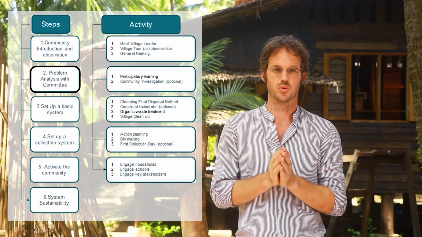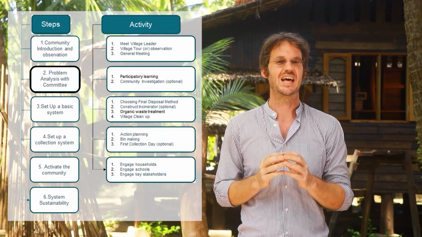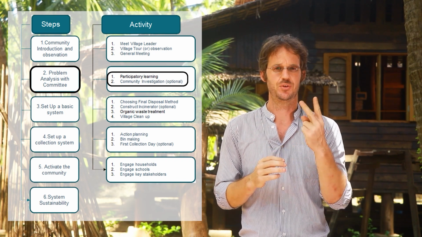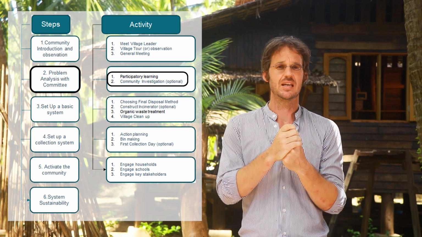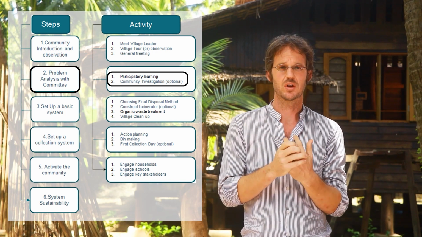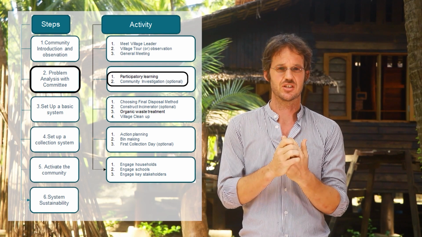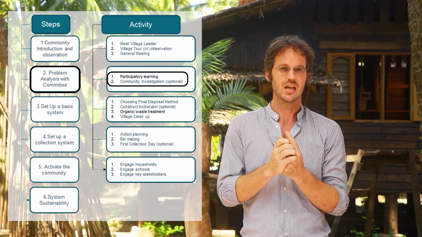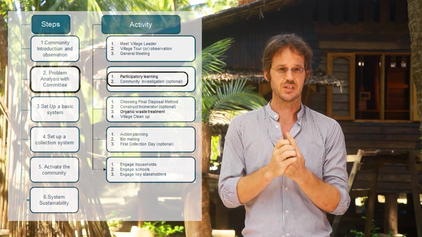Let's move to step 2. We called it problem analysis with a committee. Under this step, you will have two activities. The first one we call participatory learning, while the second one we call community investigation. The community investigation is an optional activity and is also included in this lecture.